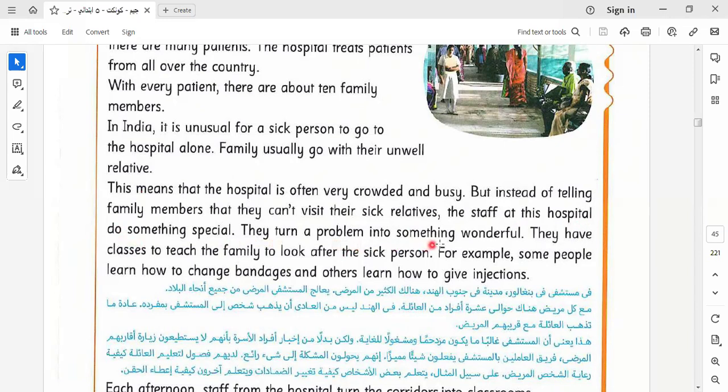They turn a problem into something wonderful. They have classes to teach the family to look after the sick person. For example, some people learn how to change bandages, and others learn how to give injections. Let's go to another paragraph here.